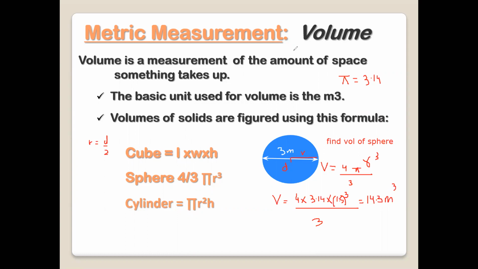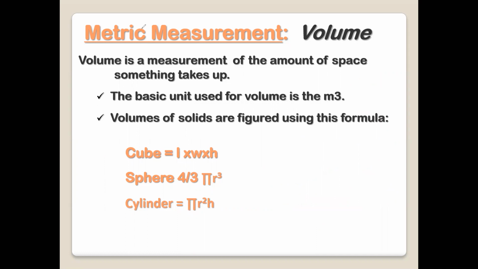In the same way, if a question asks you to calculate for a cylinder, this is a cylinder. This is the height of the cylinder and the radius of the cylinder. They can also give you a diameter, so in the same way you can find the radius. For example, if I say the radius is 2 meters and the height is 5 meters, find the volume of the cylinder.